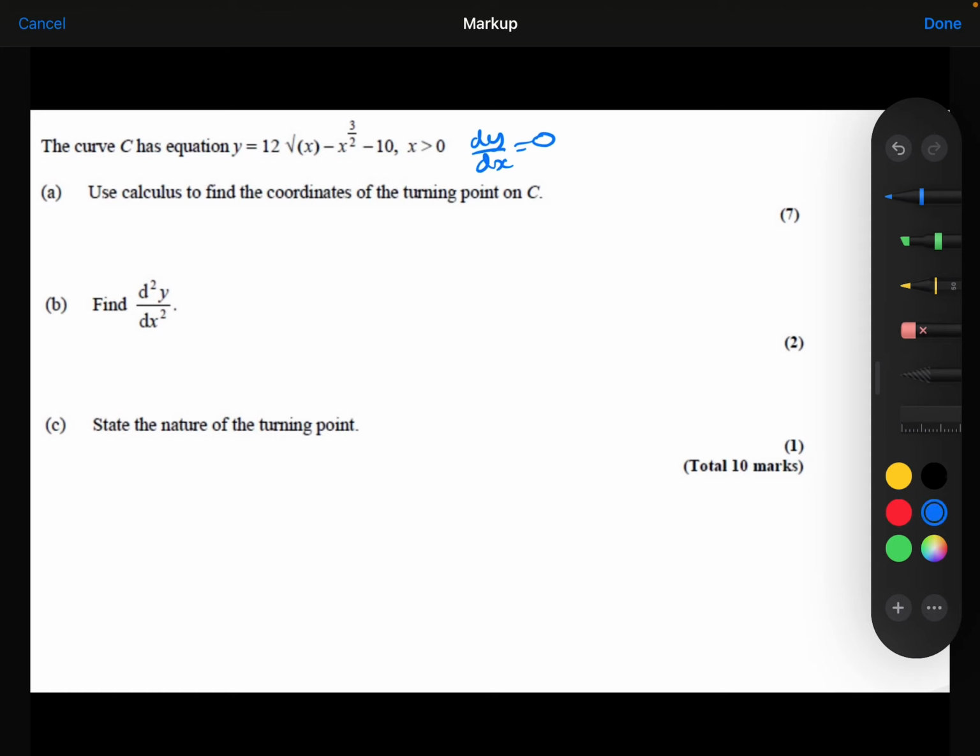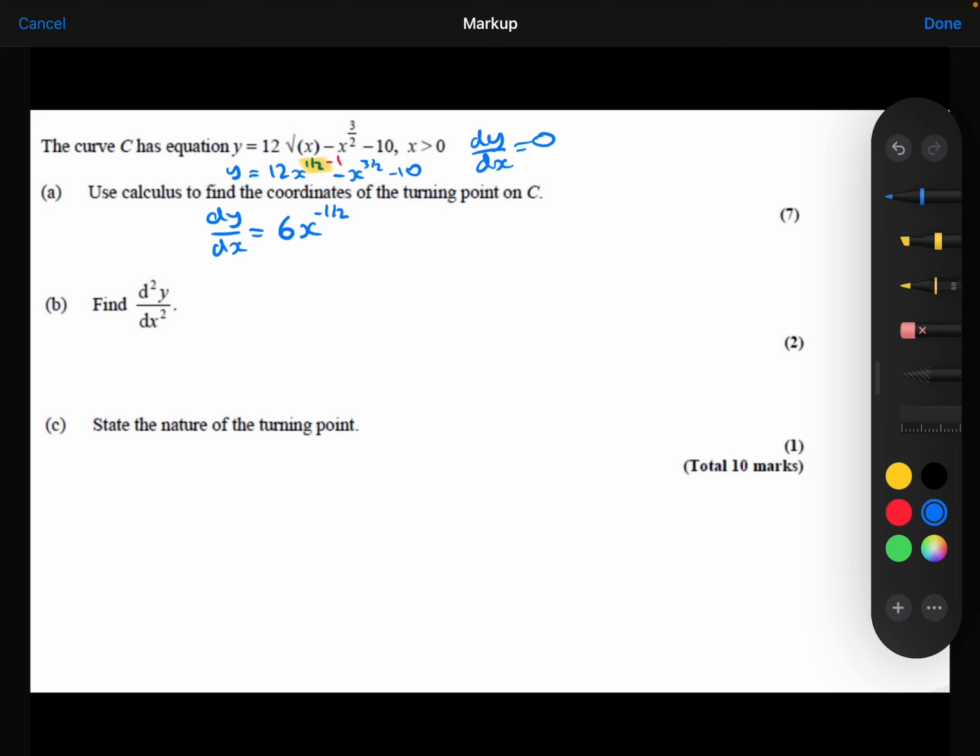So let's do that. Now first, in order for me to differentiate that, I want to rewrite that square root as being x to the power of 1/2. Now I can differentiate this easily. So we're going to multiply by the power, so we're going to multiply by the 1/2. So 12 times 1/2 is 6. And then we're going to take 1 away from the power. So 1/2 take away 1 is minus 1/2.